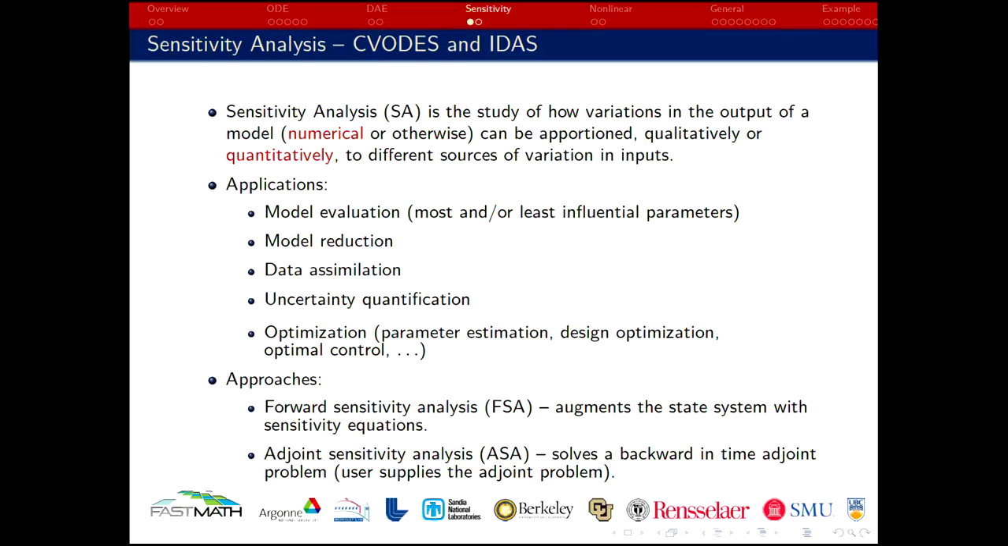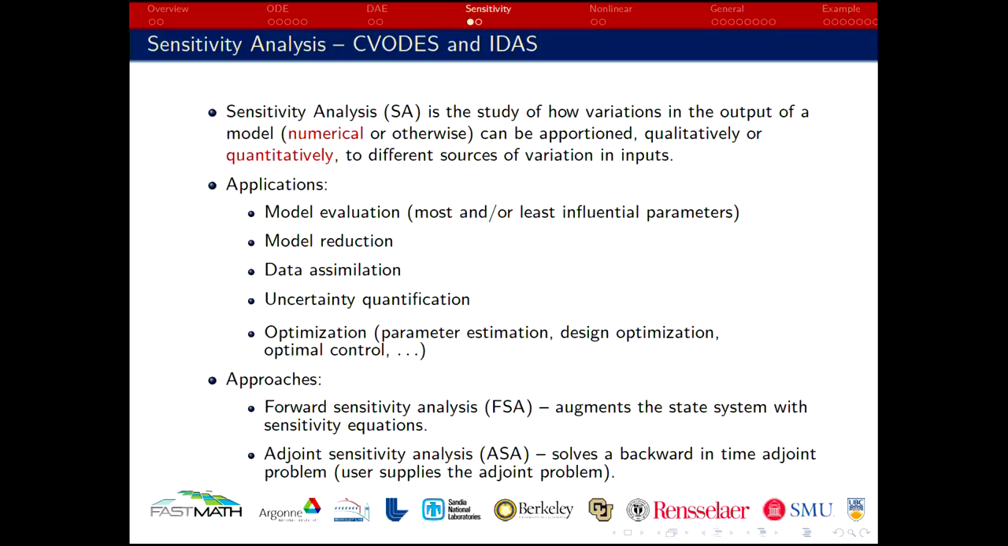There are 2 basic approaches we use for sensitivity analysis in CVODES and IDAS. First is forward sensitivity analysis, and the second is adjoint sensitivity analysis. The basic way to think about it is with forward sensitivity analysis, if you know how the outputs for one time step depend on changes to those parameters, you can specify those equations, those forward sensitivity equations, and we'll integrate those in time along with the solution. So at the end of the day, you know how sensitive the final outputs were to those parameters.